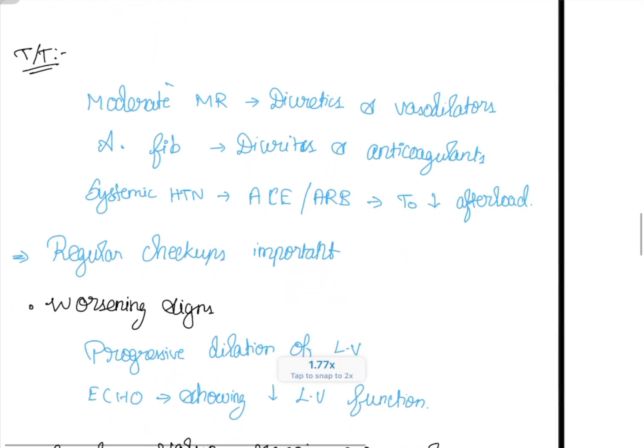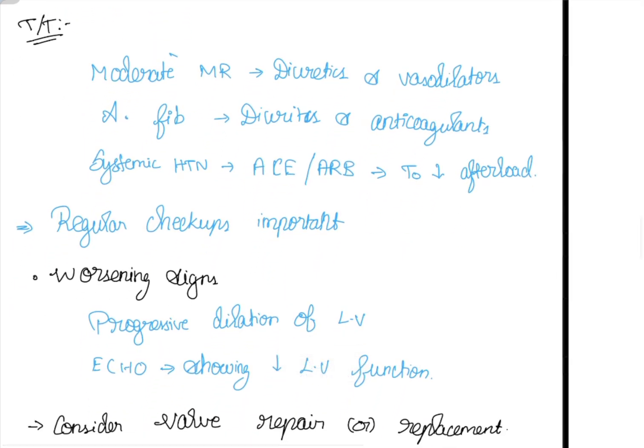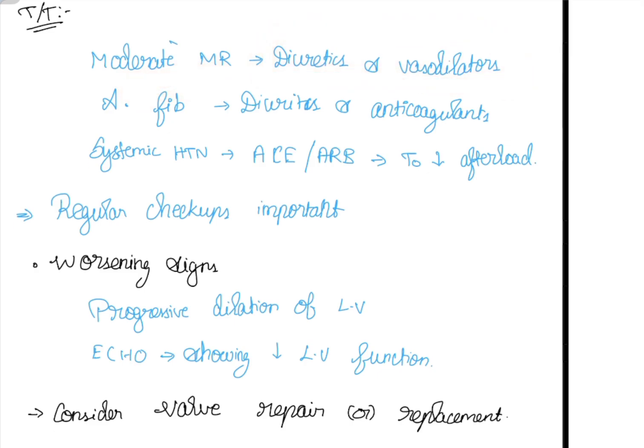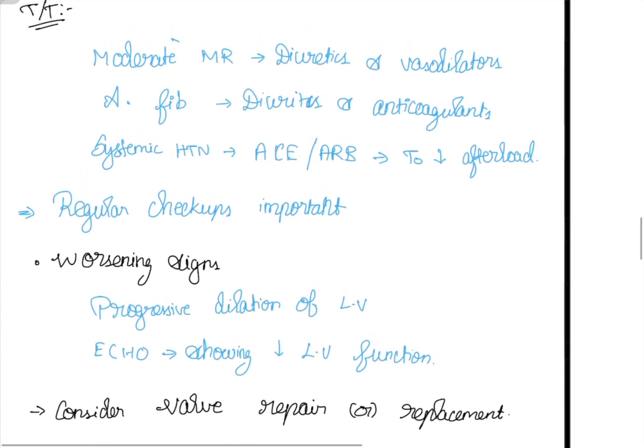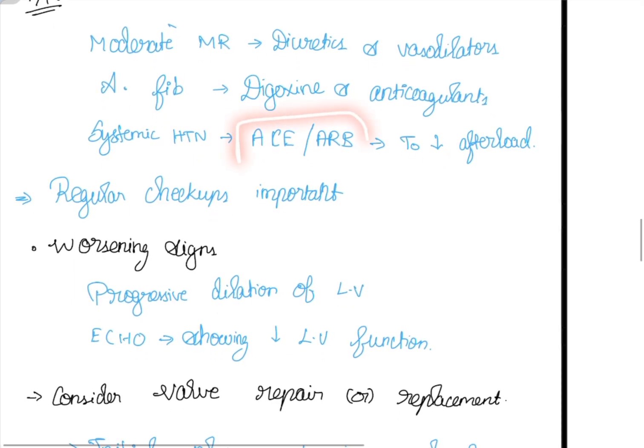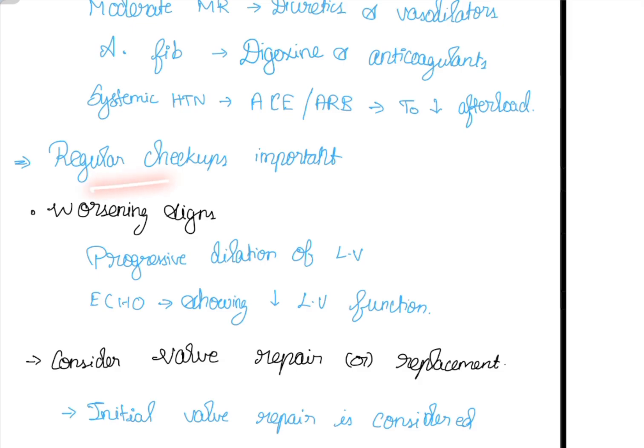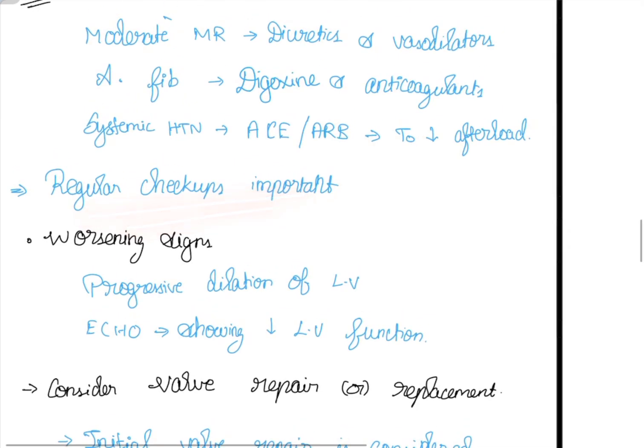So what is the treatment? In moderate mitral regurgitation, we treat with diuretics and vasodilators. These diuretics and vasodilators will decrease the workload of the heart. And then in atrial fibrillation, we give digoxin and anticoagulants. In systemic hypertension, we give ACE inhibitors and ARBs to decrease the afterload of the heart. And regular checkup is important during the medical management.